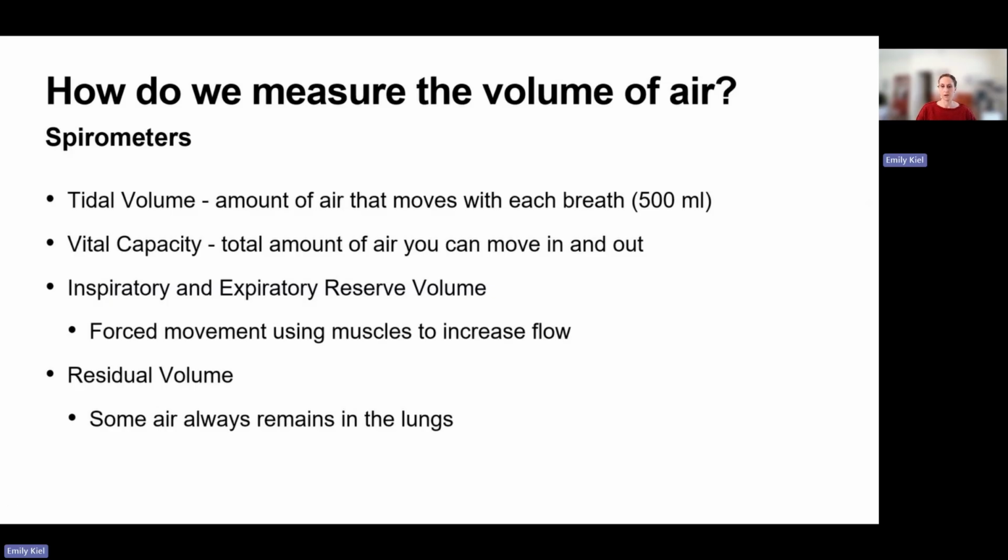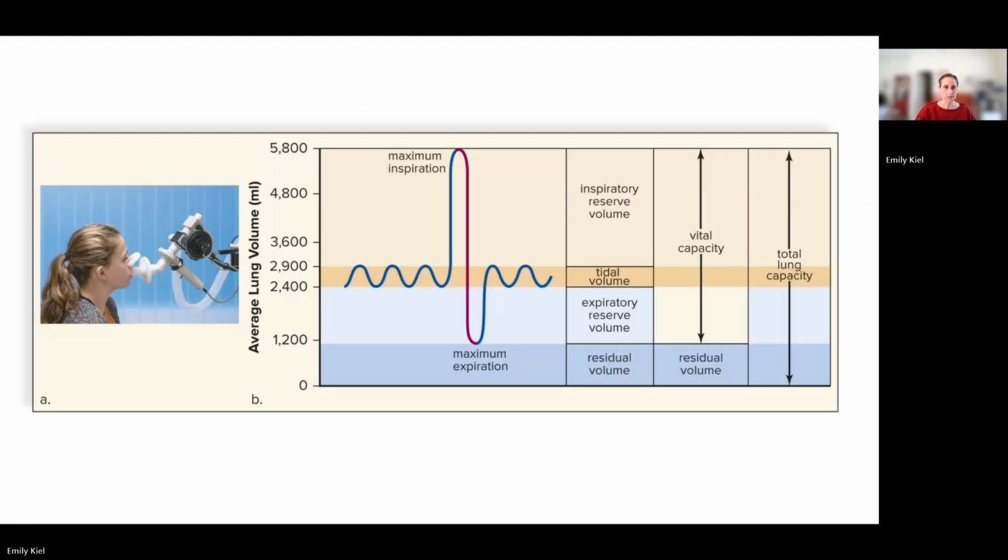And so when we talk about how much air the lungs can hold, we're talking about what's called total lung capacity. We're going to see that in our next diagram, but that is vital capacity, the amount of air we can move in and out when we're using all our muscles and efforts, plus the residual volume, the amount of air that's there all the time.